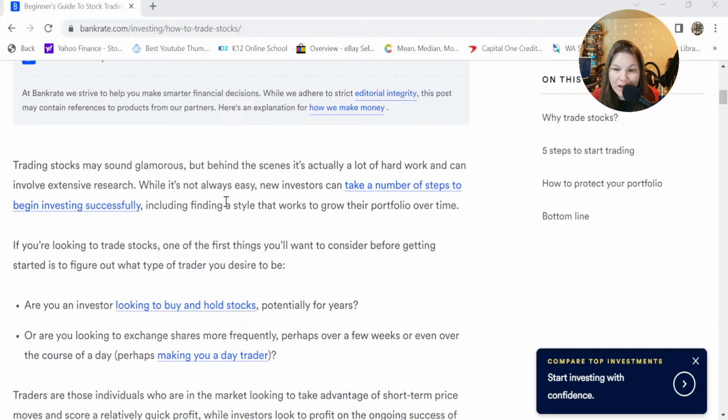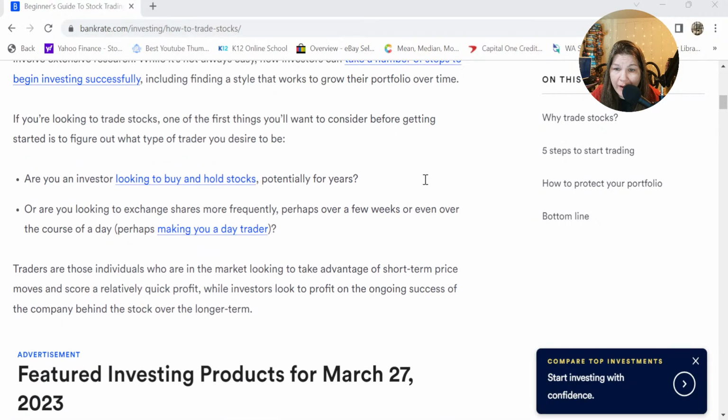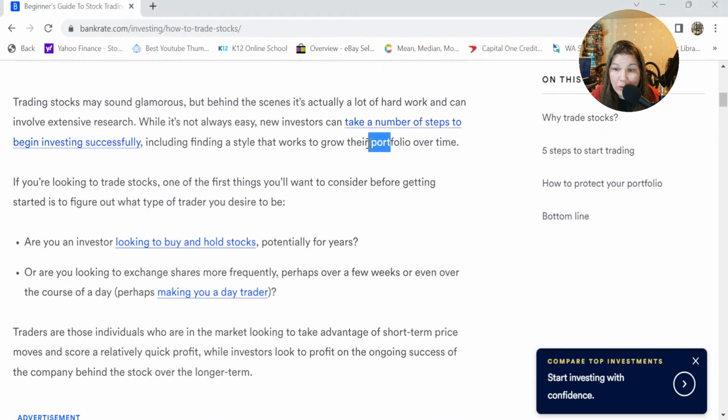So, while it's not always easy, new investors can take a number of steps to begin investing successfully, including finding a style that works to grow their portfolio over time. And your portfolio is your group of investments, my friends. So all of us, we want to have a nice portfolio. So that is our goal.